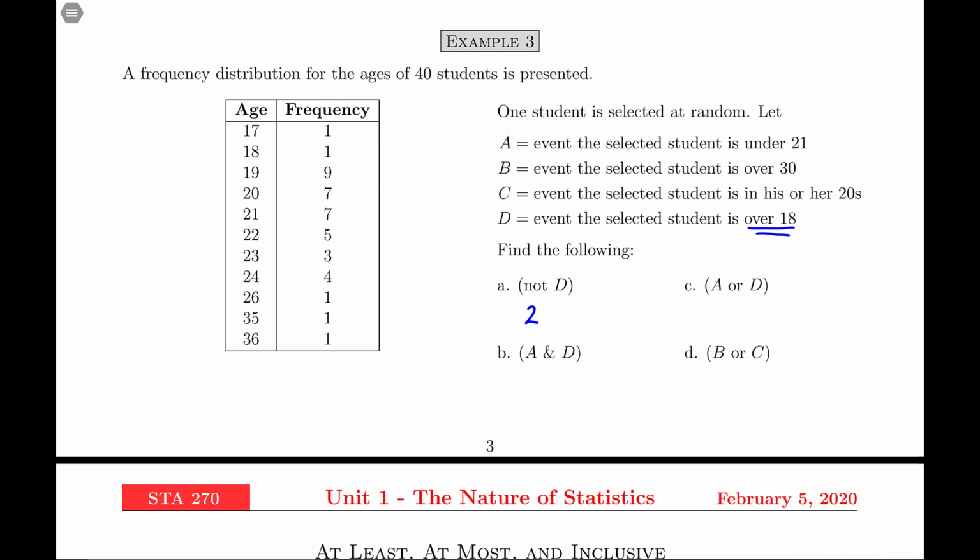Part B is A and D, that the selected student is under 21 and that student is over 18. So we're looking at any instance where the students are under 21 and over 18. And so that's going to include these 16 students who are 19 and 20 years old.